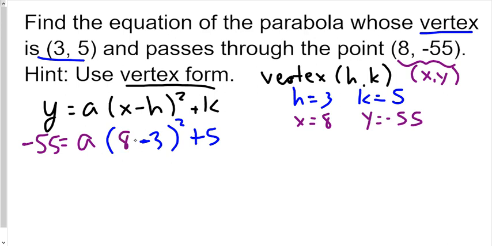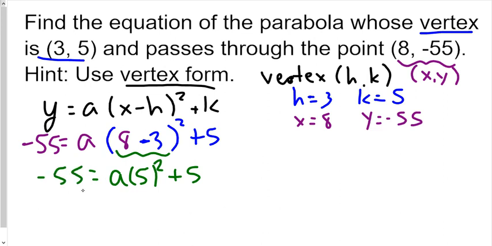All right, so we have this. Now we can solve for a. Order of operations says we combine the parentheses first: 8 minus 3 is 5. So we have a times 5 squared plus 5 equals negative 55. 5 squared is 25, so we have 25a plus 5 equals negative 55.